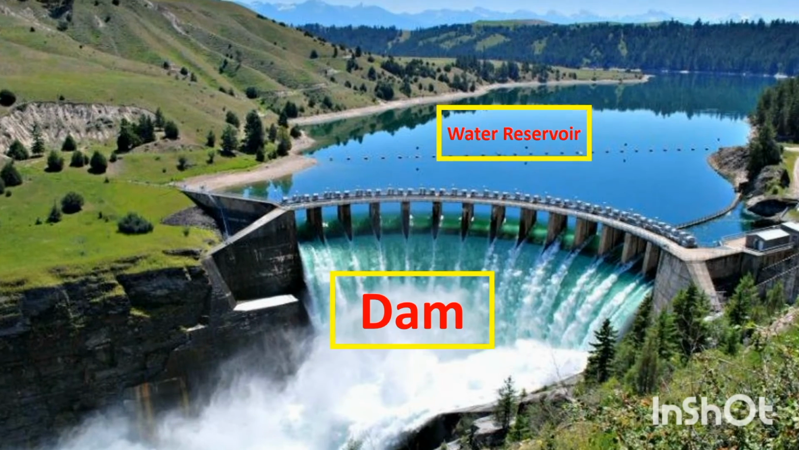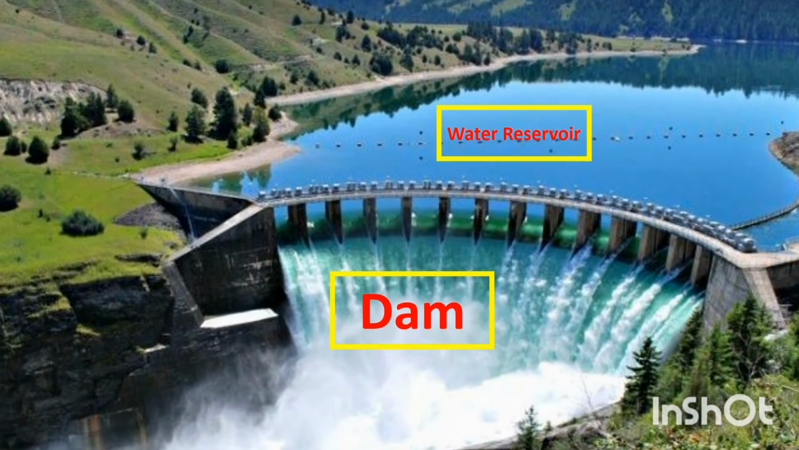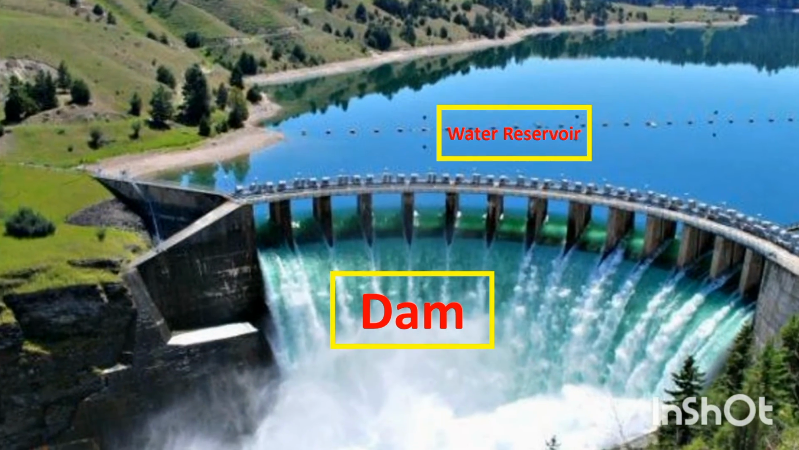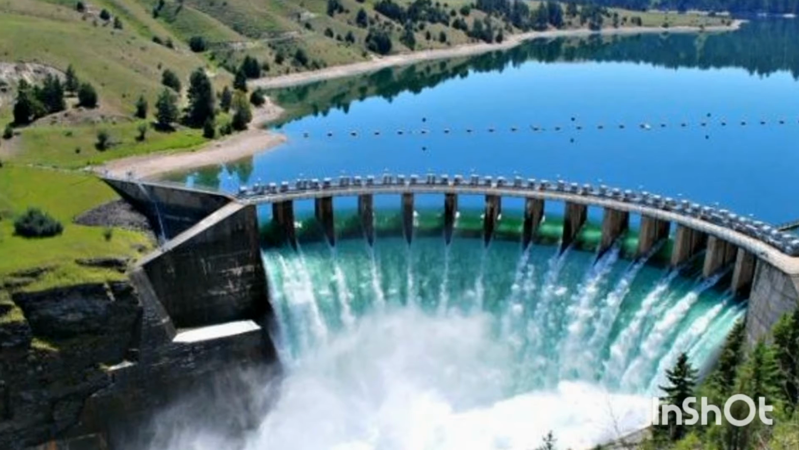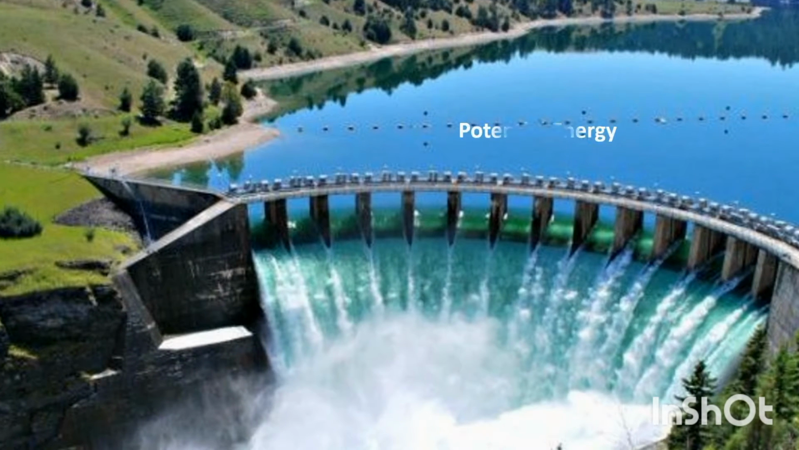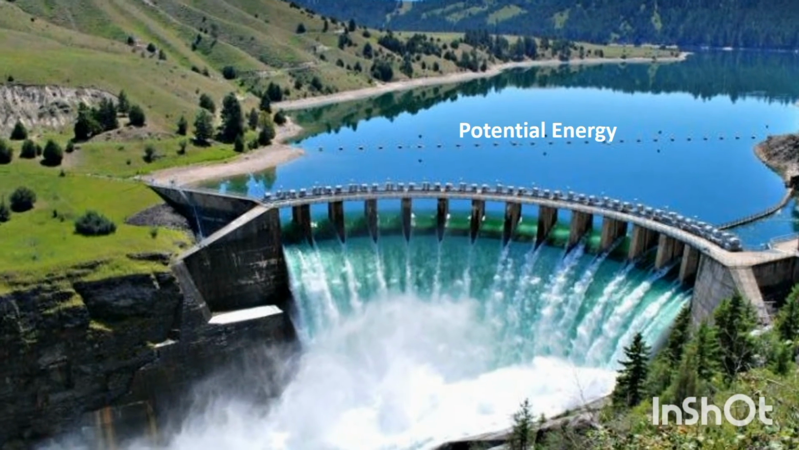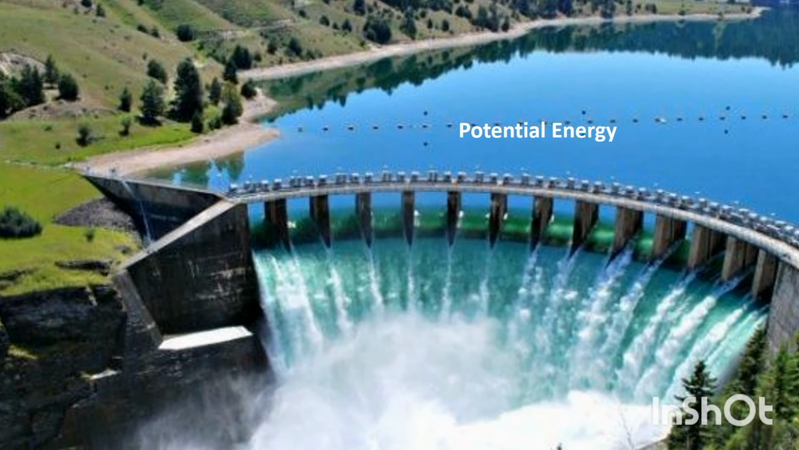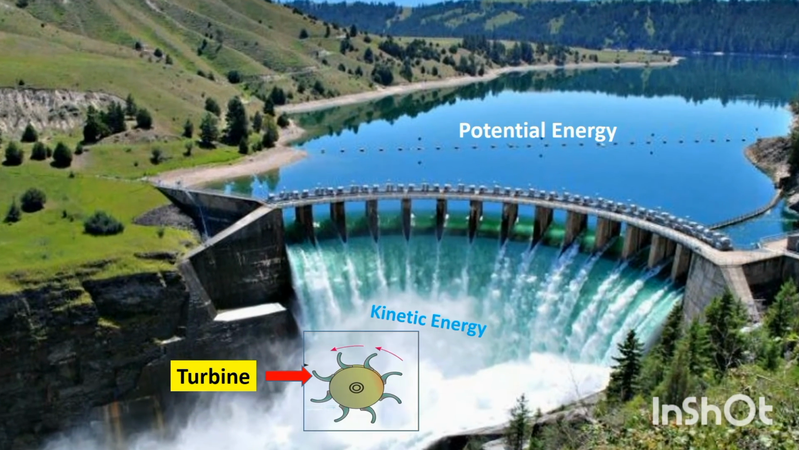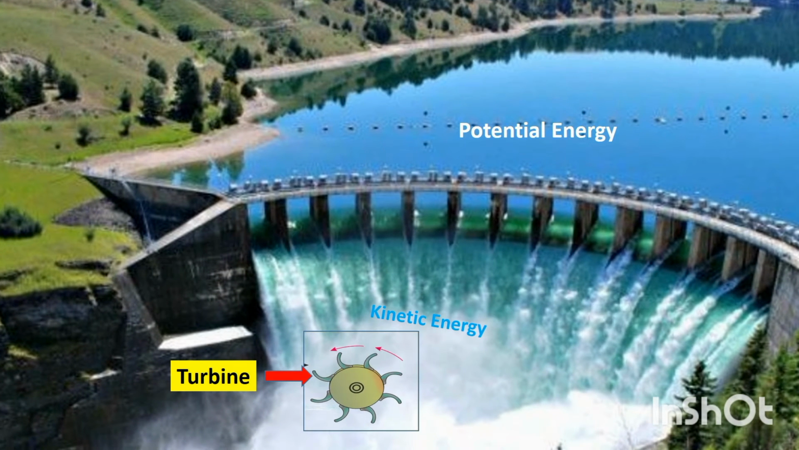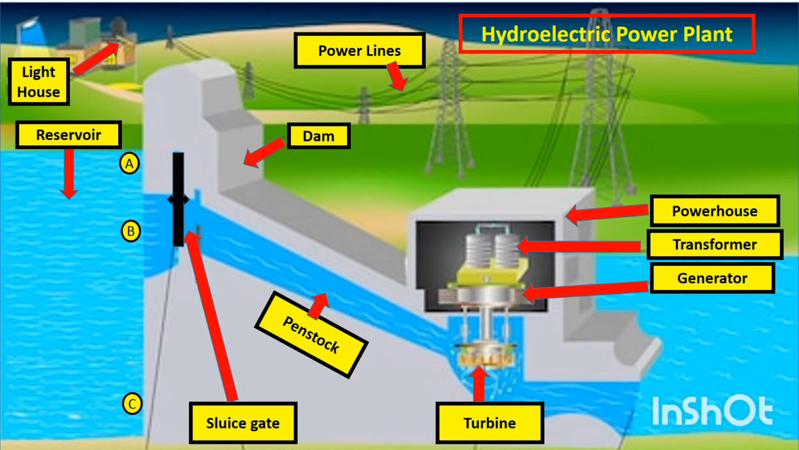To produce electric energy, we require one dam with one reservoir of water. Stored water has potential energy which is converted into kinetic energy by fast flowing water, which in turn will rotate the turbine to generate electricity. Let's see the working of hydroelectric power plant.